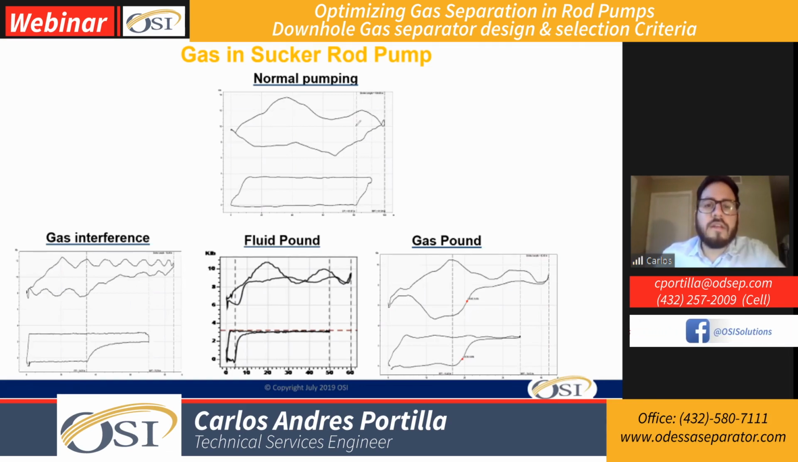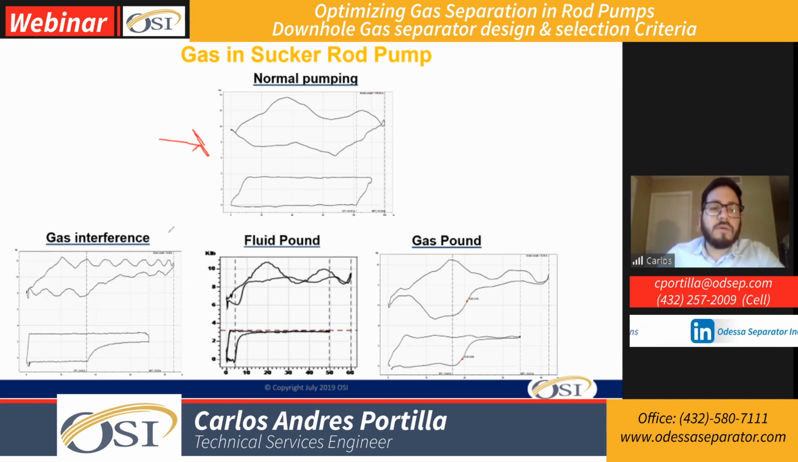All right. So basically here we have a good pump card, right? In the upstroke and the downstroke, the traveling valve is opening when it's supposed to be open, so we're not having any problems in transferring the load of the rods.